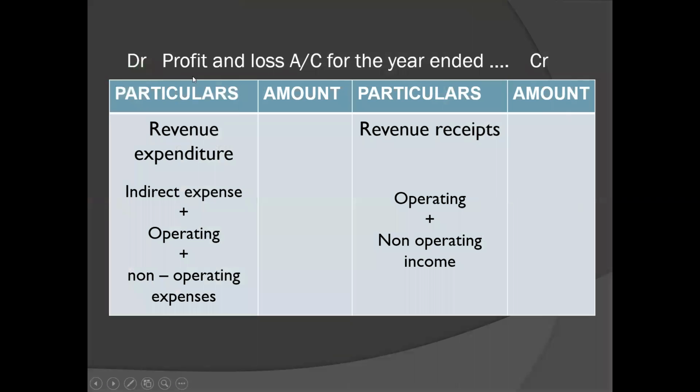So this is the format of profit and loss account. Profit and loss account for the year ended, and we write here the last day of the financial year because profit and loss account is prepared for one complete financial year. Left hand side is the debit side, right hand side is the credit side, and we record all the revenue expenditure. The nature of those expenditure, revenue expenditure is indirect operating.